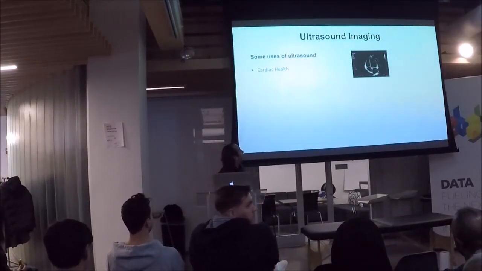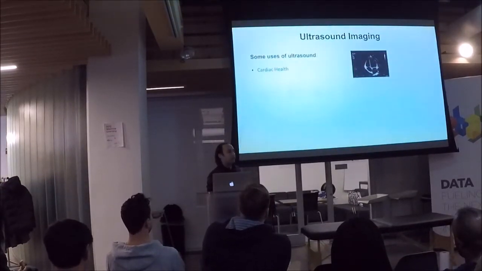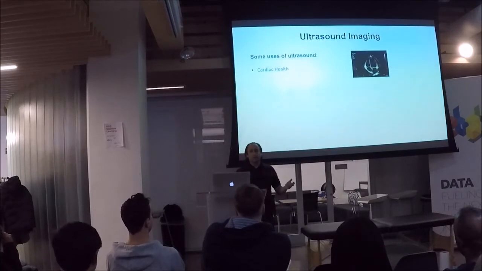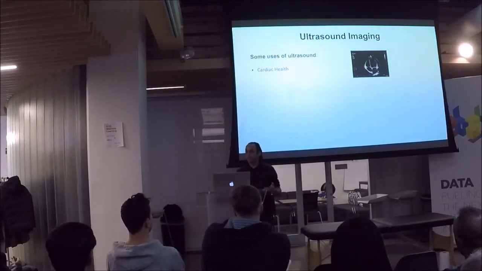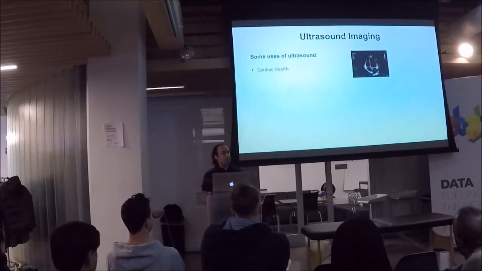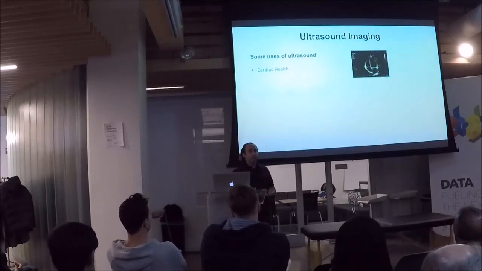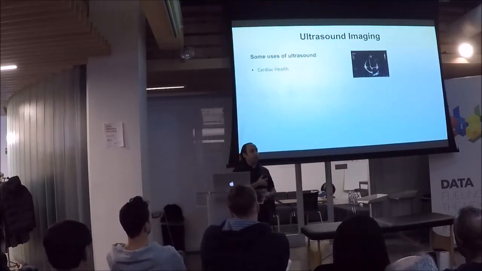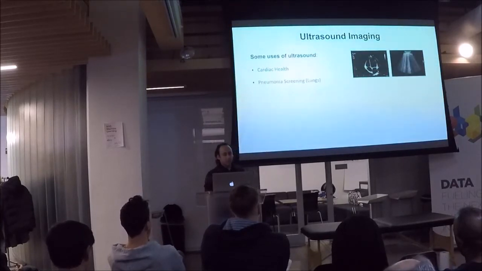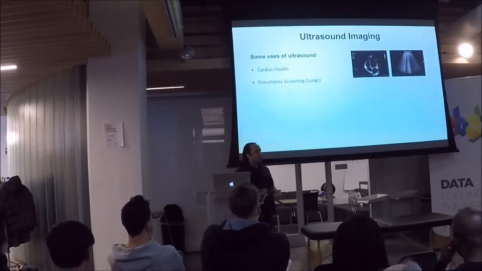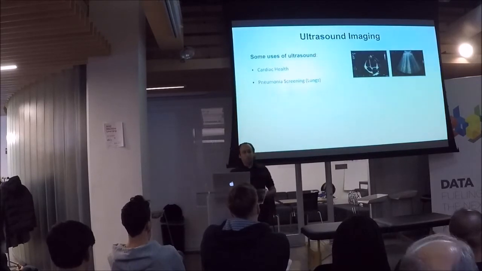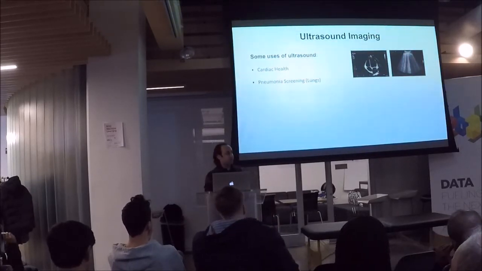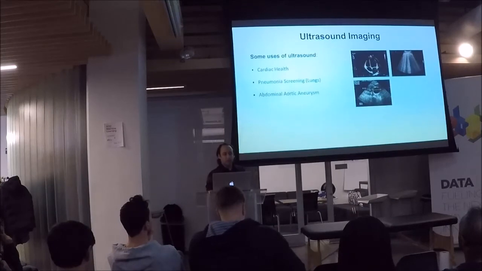And here are some examples. So cardiac health, if you're in a car accident or you've suffered some sort of trauma, you might end up in the emergency room, and one of the first things they might do is take an ultrasound device, put it on your heart to measure your cardiac health. They might do pneumonia screening, so pneumonia can be detected through ultrasound. In fact, today it can be detected through ultrasound more accurately than through X-ray.